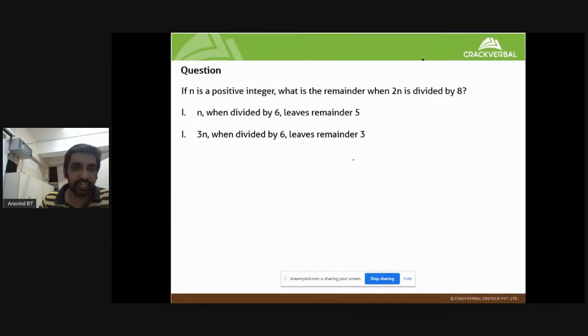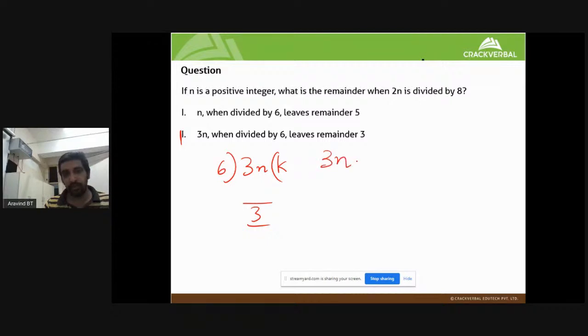So let's look at the second statement alone now. What does the second statement say? 3n divided by 6 leaves a remainder of 3. So I'll take the quotient as k. So I can say 3n is equal to 6k plus 3. So what can I say? I can say n is equal to 2k plus 1. Right? Just dividing by 3.